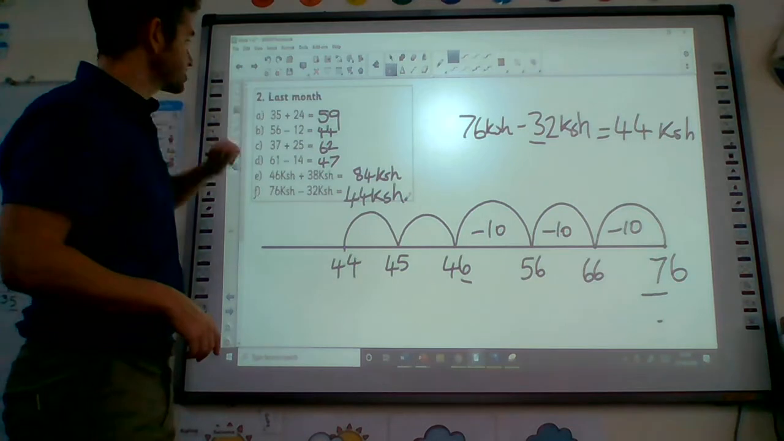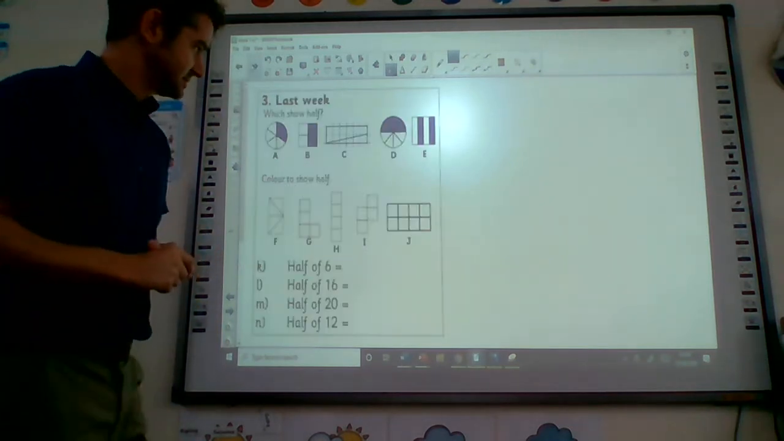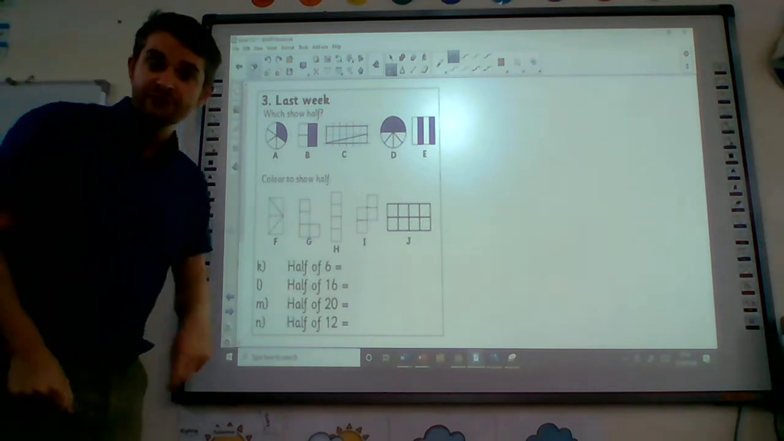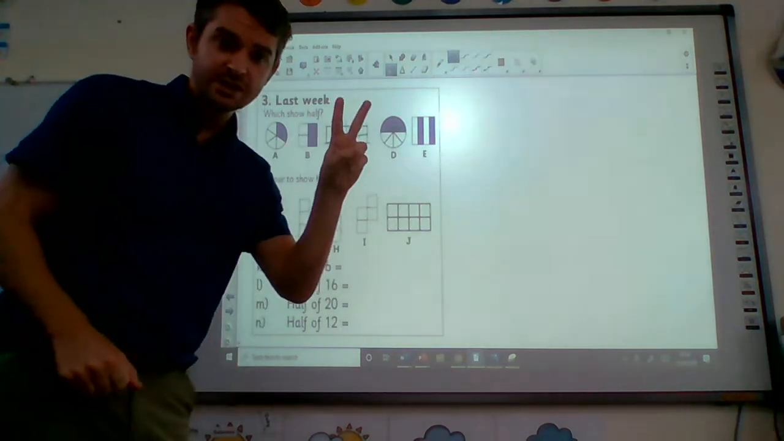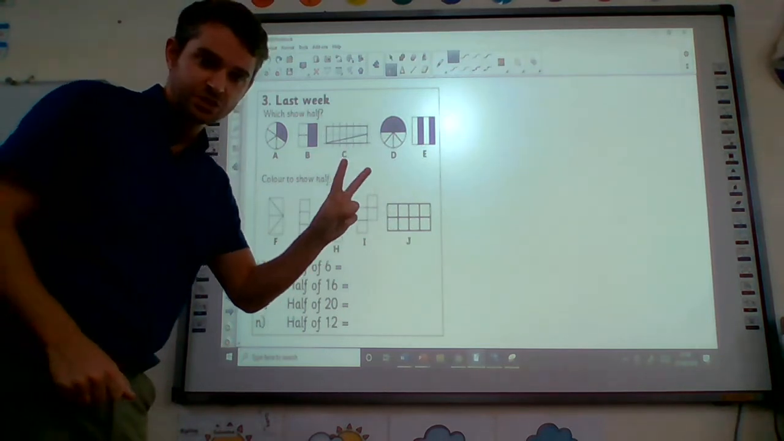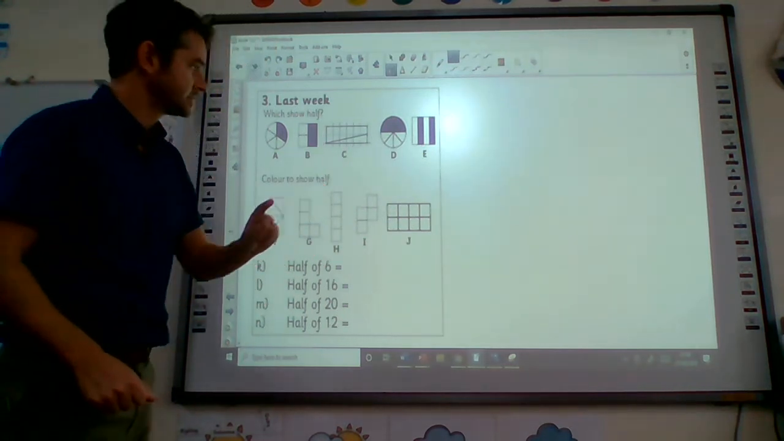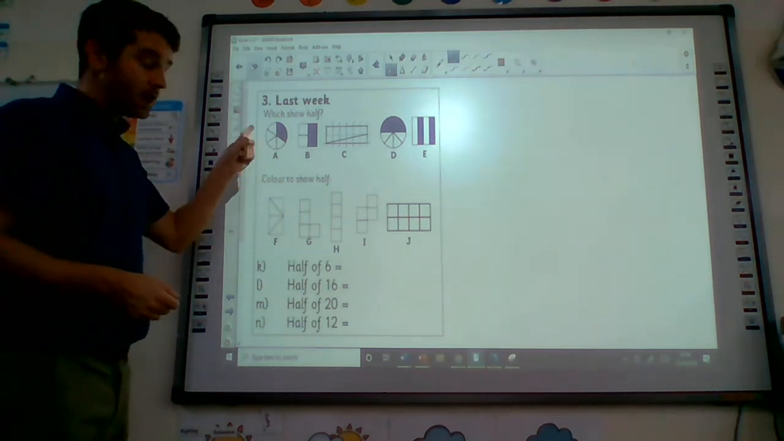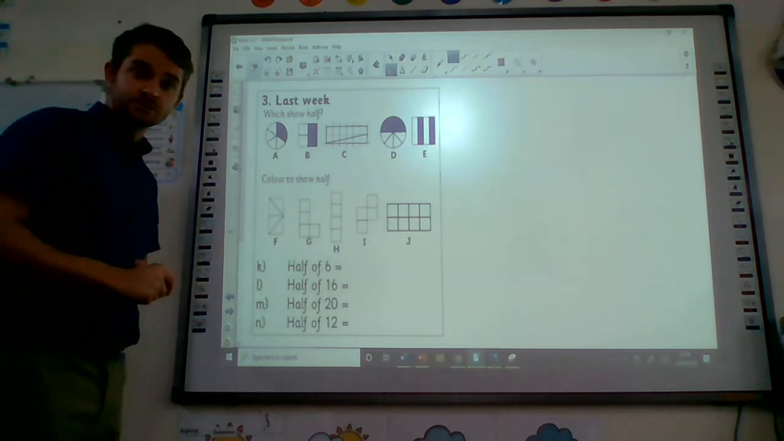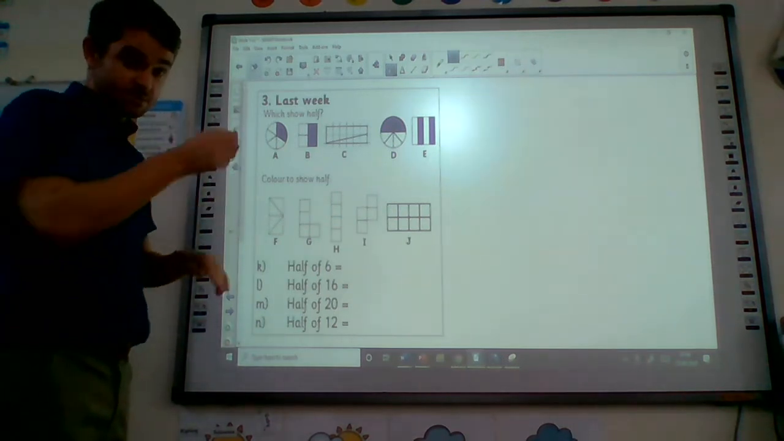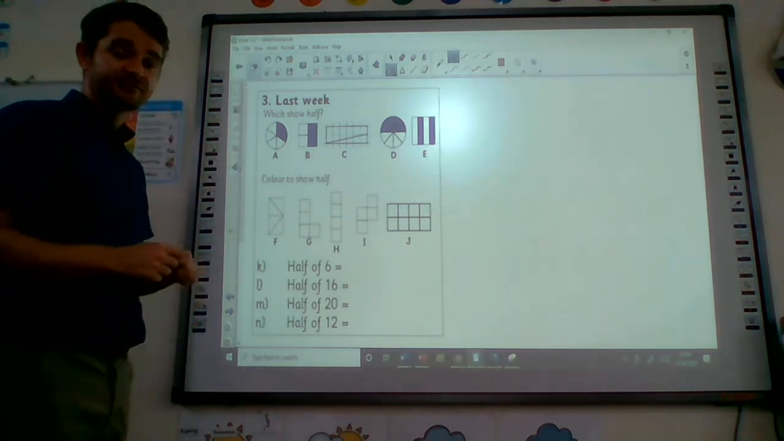Last section, fractions. Are you feeling like an expert? Okay, we're spotting which shows half. Remember, half is 2 equal groups, and we've coloured one of them in. 2 equal groups, 1 coloured in. A, are the blue and the white equal? You decide. If you think they're the same, circle it because it shows half.